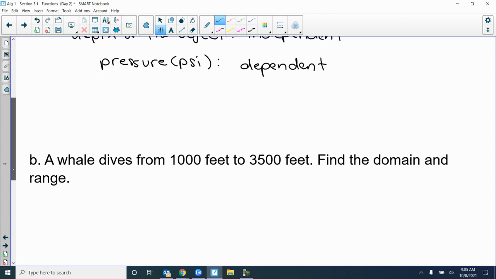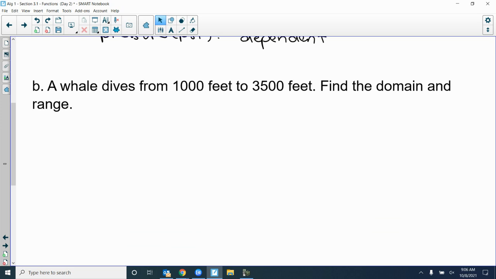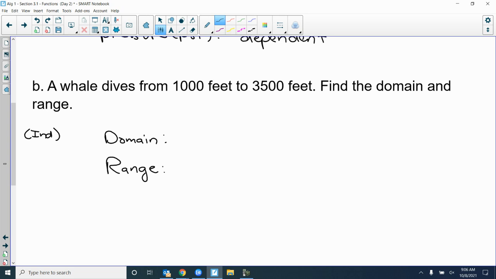All right, now here's where we've got to be really careful. A whale dives from 1,000 feet to 3,500 feet. Find the domain and find the range. Domain: those are the values of the independent variable. Range are the values of the dependent variable. Now from here you should be able to tell me what the domain is.